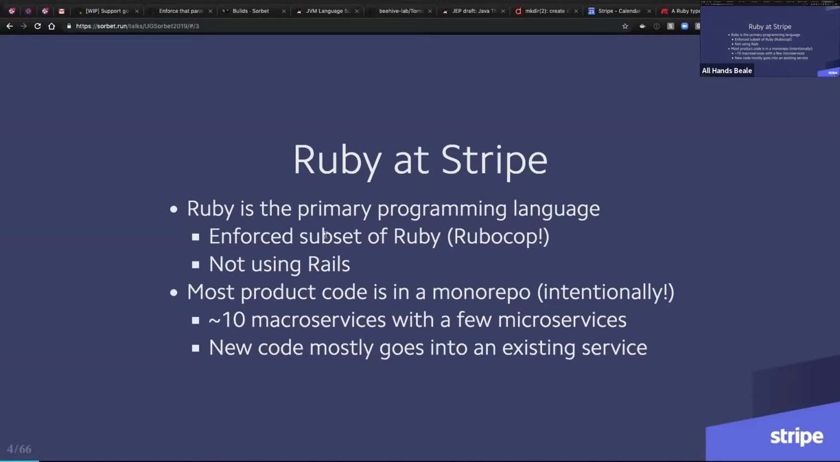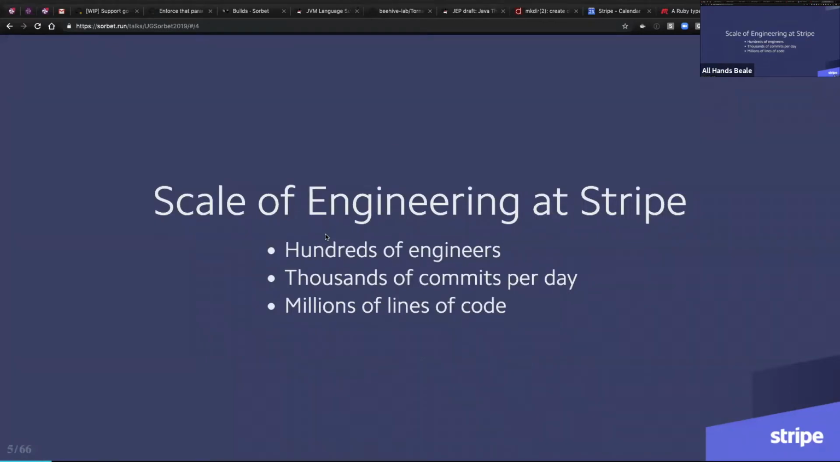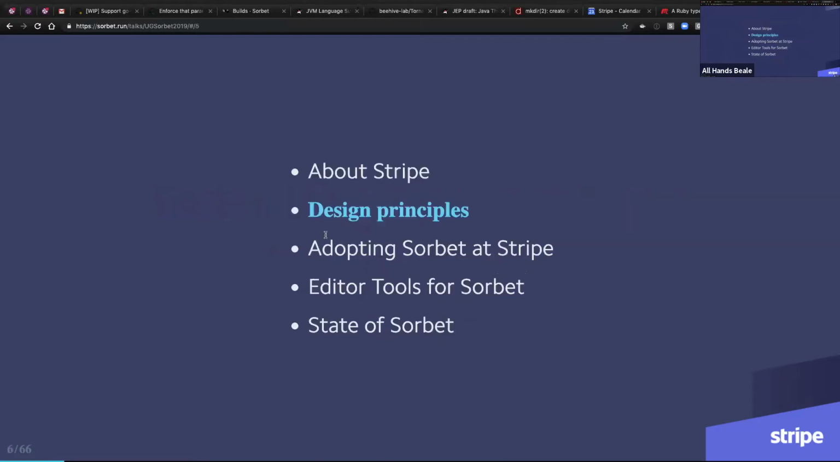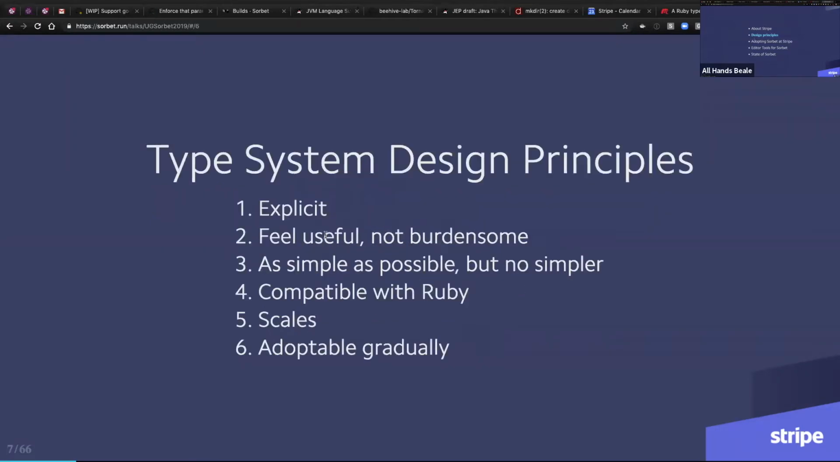Next, the majority of the code at Stripe is in a monorepo, and that's intentional. We have 10 or so macroservices with a few microservices around them, and the majority of code goes into an existing service in the monorepo. Now, the scale of engineering at Stripe: we have hundreds of engineers, thousands of commits per day, millions of lines of code. In this world, it was important for us to make sure that as the size of engineering at Stripe grows, we have a way to explicitly indicate which promises you as a library author make to other engineers at Stripe, and which expectations you as a library consumer should have for a library. And this was one of the core things that impacted our design principles for Sorbet.